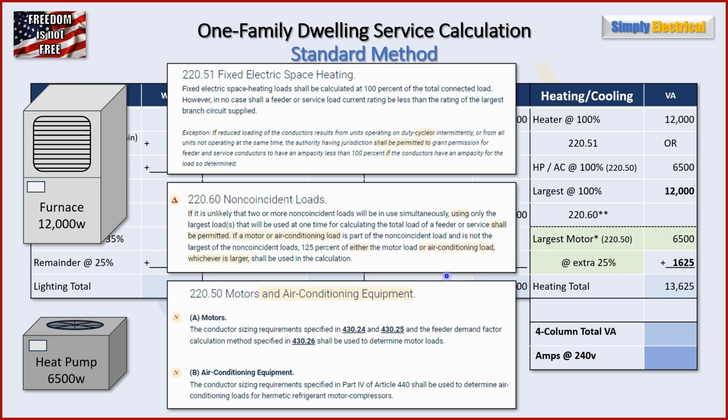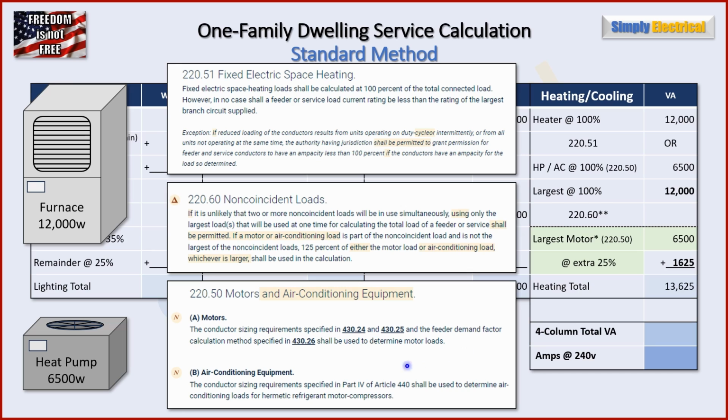So we'll move down to 220.50, motors and air conditioning equipment. Now this says new. This isn't really new. It's just that they kind of split this apart and reworded a little bit here in B. So it says motors, the conductor sizing requirement specified in 430.24 and 430.25, and the feeder demand factor calculation method specified in 430.26 shall be used to determine motor loads. So they're basically just telling you, go to 430.24, 25, 26, and that's what you're going to use for your feeder calc loads as well.